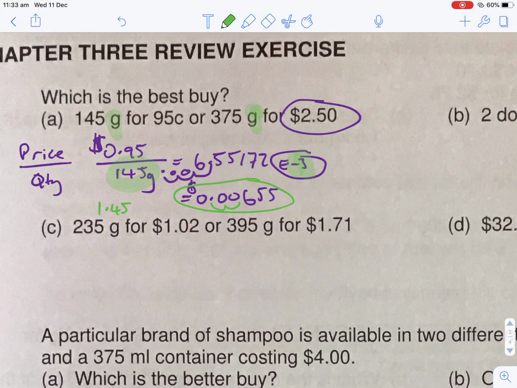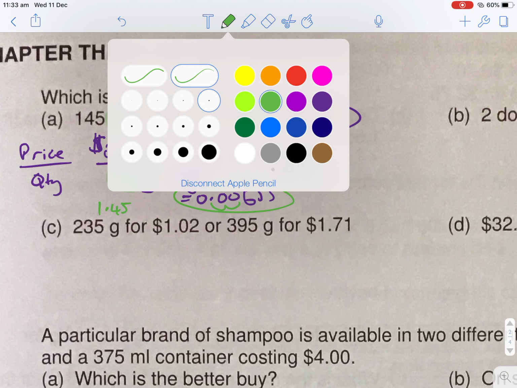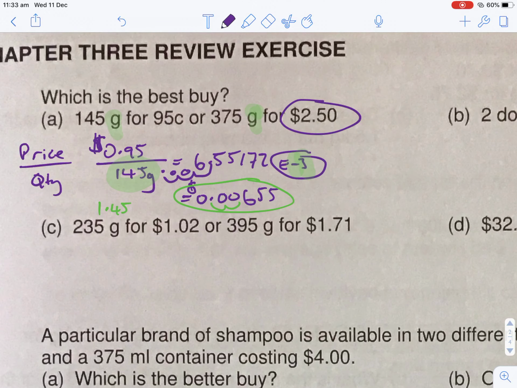And so sometimes your questions will ask you to do that. We'll get back to the point here. We'll leave it as it is and we'll do the next one. So the next one, our price is $2.50. So I'd put my $2.50 on the top of my fraction and my quantity, which was 375 on the bottom.